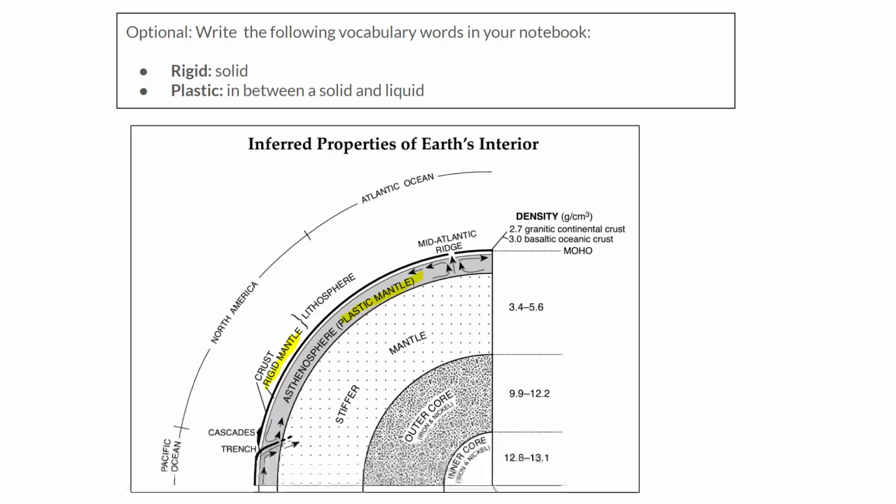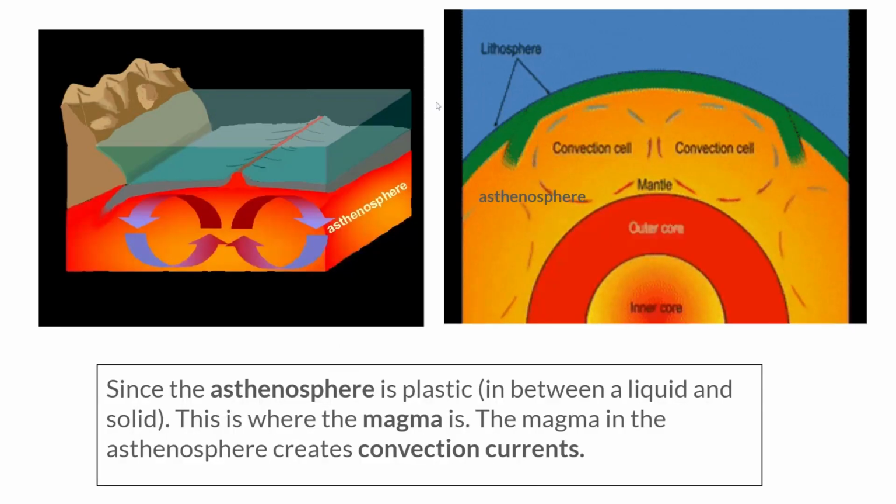So here's the thing. We said that the asthenosphere right here is plastic. It's in between a solid and a liquid. And we know that inside the earth is really hot. So that heat inside the earth will cause this plastic mantle in between a solid and liquid to create convection currents, as you can see here. So the heat of the earth comes from the inner part of the earth called the inner core. And that heat causes these convection currents to form in the asthenosphere because it's in between a solid and a liquid. This is also where we find our magma in the asthenosphere.